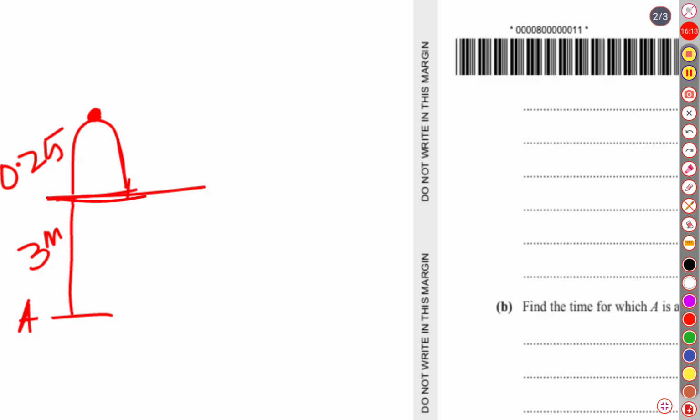Okay, that means they have told us to find the time when the particle was moving up and coming down, and this height is 0.25 meter above this point, the initial point of A. Okay, so for this, first of all, we should know the velocity of B.